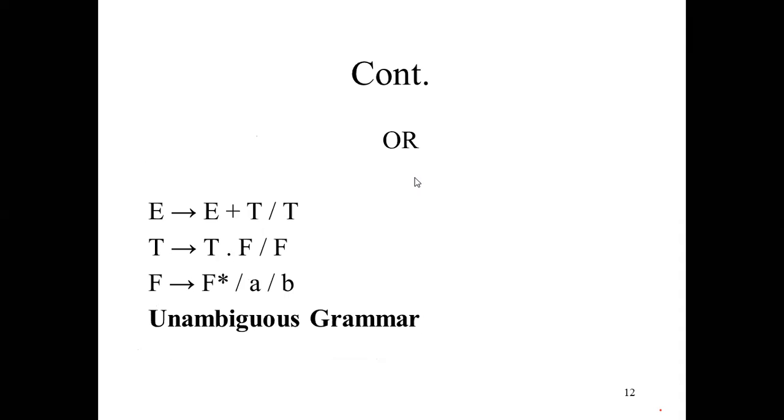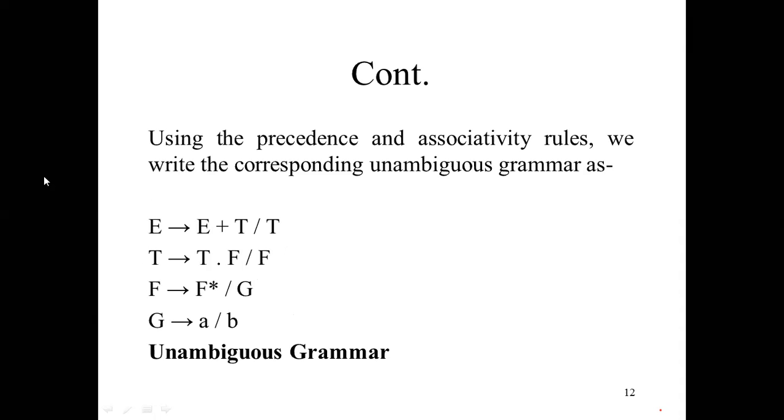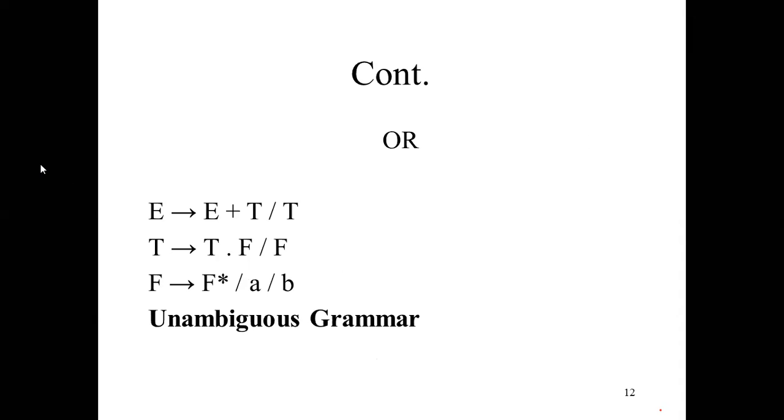Continuing again, we can also use this. We can choose E in place of this. We can write E plus T or T, T dot F or F, F this. Here we can use a or b or F star. The asterisk here means repetition of the same character again and again. If we follow these rules, it also comes under the category of the unambiguous grammar. Either we follow these rules or those rules, we will get a single tree. This type of grammar is called the unambiguous grammar.